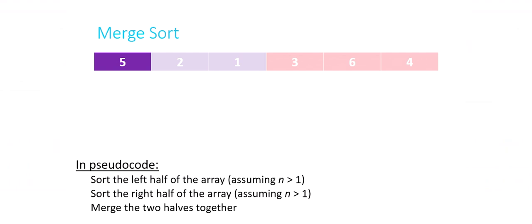I'm arbitrarily deciding that my left half is going to be smaller than my right half. I have 3 elements. I can't divide it evenly. I can't have 1.5 elements on each side. So as long as I'm consistent, as long as I always choose, in this case, the left side to be smaller, that'll be fine for merge sort's purposes.